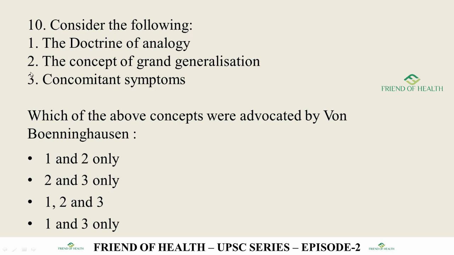Consider the following: the doctrine of analogy, the concept of generalization, concomitant symptoms. Which of the above concepts were advocated by von Boenninghausen? Again this is related to Boenninghausen's repertory or his concept of totality, evolution, everything; you have to be very thorough. Here the doctrine of analogy, we know that it is very much advocated by Boenninghausen. Grand generalization also, and then concomitant symptoms also. The answer is 1, 2 and 3. So this is the answer. It's a little more easy if you know the concepts.